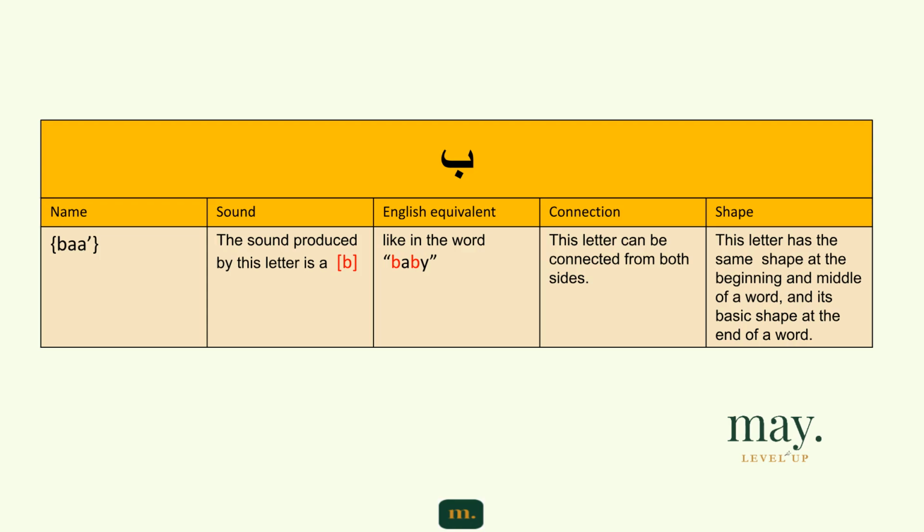First, let's look at the letter Ba. It sounds like the B in the word baby. It can be connected from both sides.